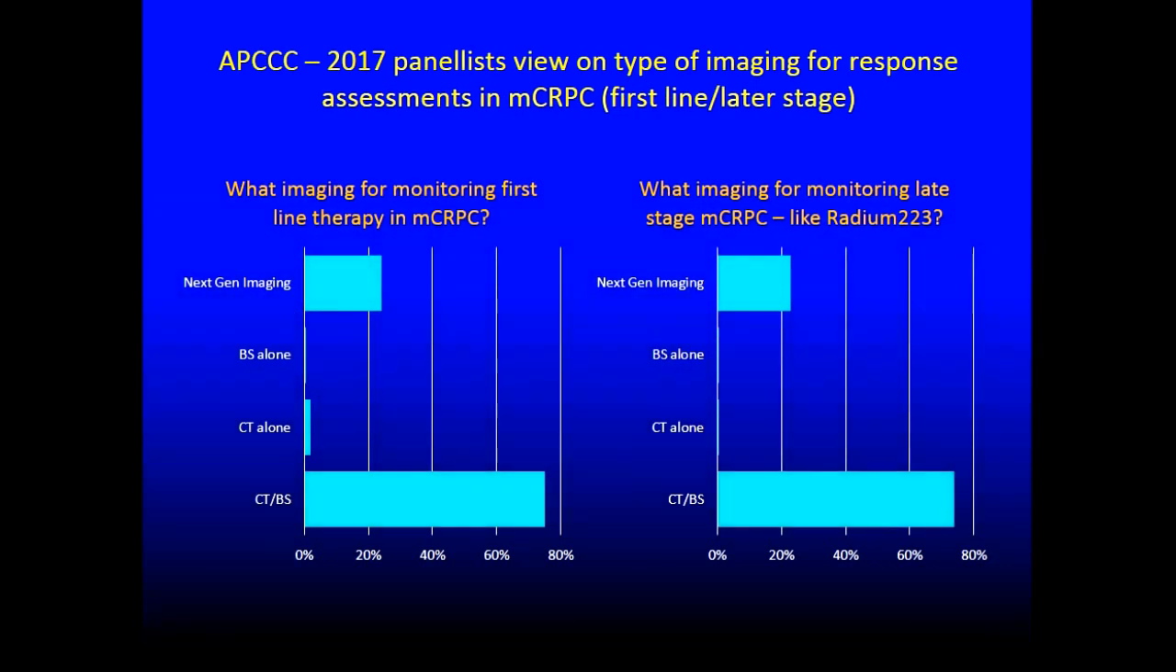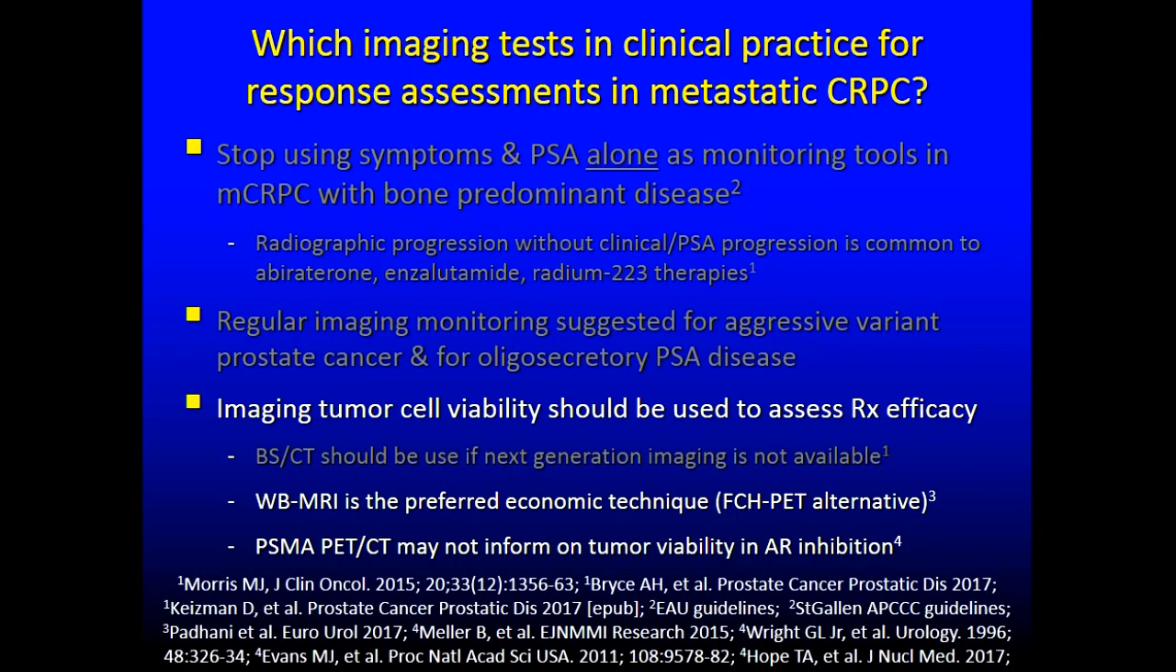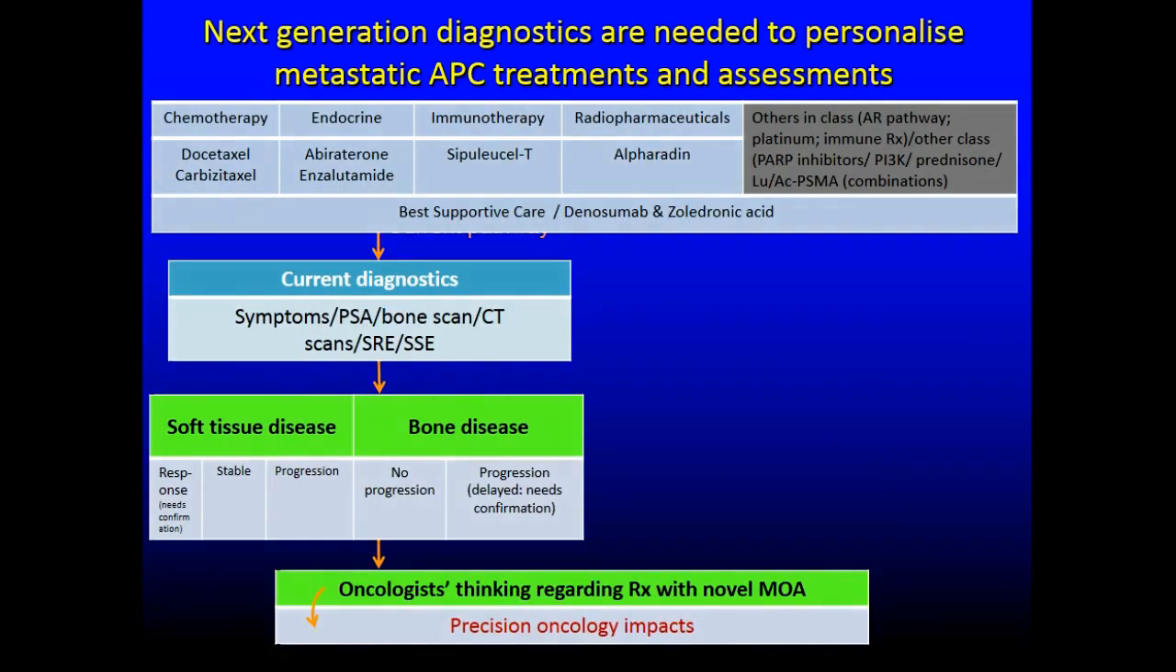And this point was also stressed by the panelists at the APCC, with 25% of panelists recommending next generation imaging. Bone scan is the preferred economic choice, but a fluorocholine PET scan can be used as an alternative. Be careful about using PSMA PET CT, which may not inform on tumor cell viability when AR inhibition is continued.